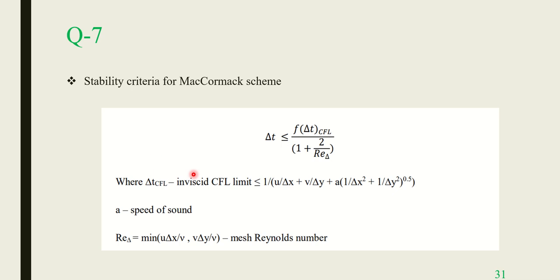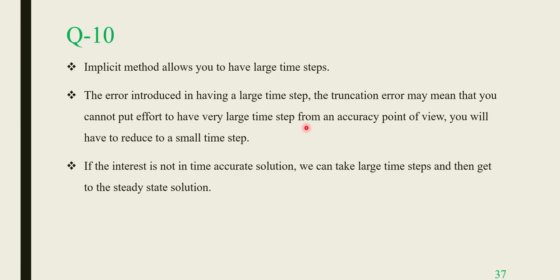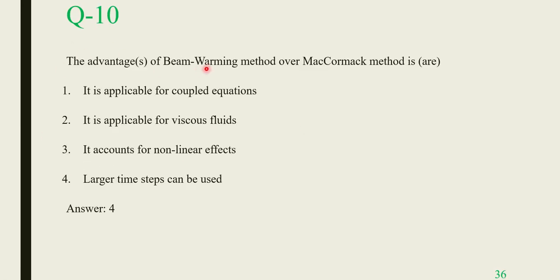And delta t CFL is also another criterion, where it should be less than or equal to 1 divided by u by delta x plus v by delta y plus A times the square root of 1 by delta x square plus 1 by delta y square, times 0.5. Since delta t CFL itself is already very small, and delta t should be smaller than delta t CFL, the time steps used in the MacCormack scheme are very small. So comparatively, it can be larger in the Beam-Warming method since we are dealing with implicit flows.